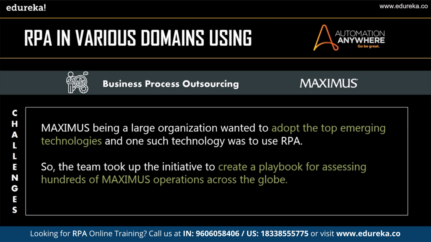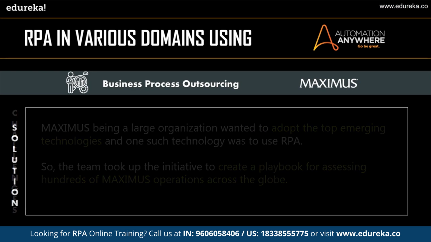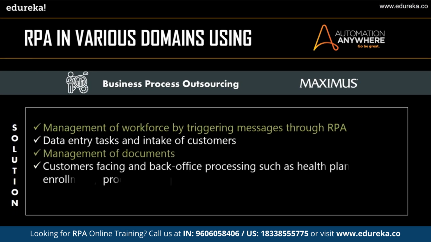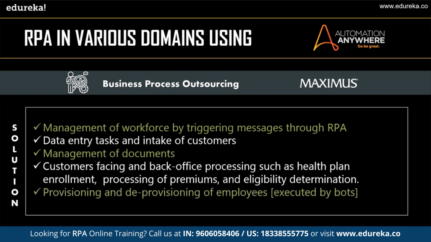So, the team took up the initiative to create a playbook for assessing hundreds of Maximus operations across the globe. So, the solution to Maximus' challenge of using a new technology such as RPA was Automation Anywhere platform. So Maximus decided to use Automation Anywhere platform to implement a highly available delivery network of processes, people, and tools to manage all the automation opportunities.